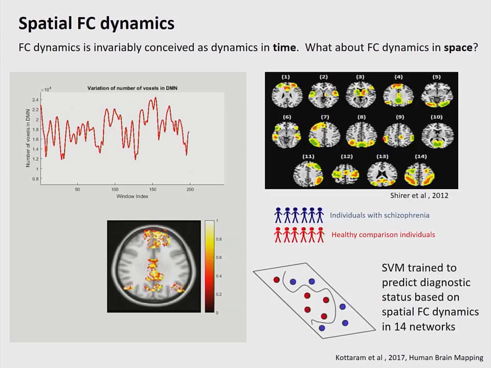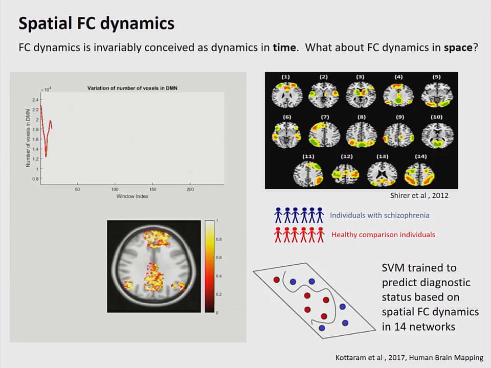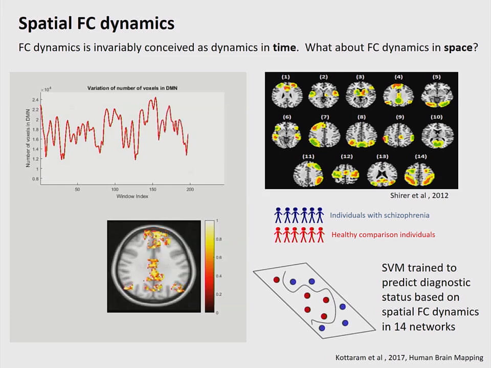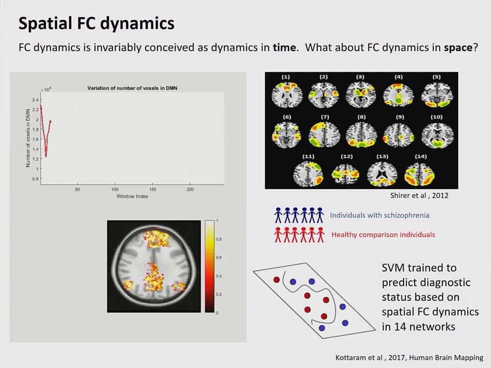And Akil did this for 14 canonical resting state networks. And what we wanted to do was determine whether this particular behavior, that is dynamics in space, would be able to differentiate diagnostic status in patients with schizophrenia. So we trained an SVM to differentiate between patients and controls using this particular spatial characteristic.